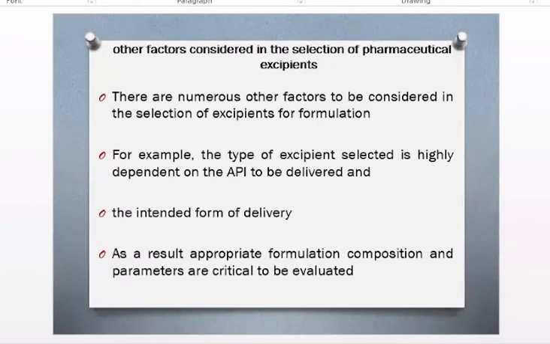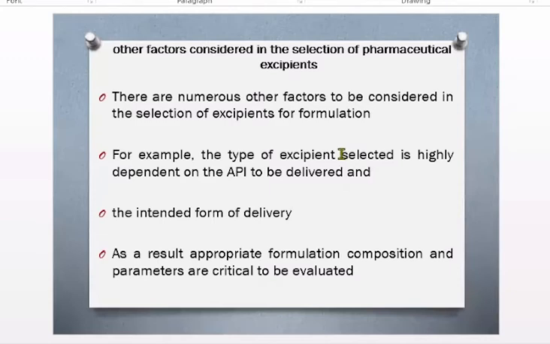There are other factors that you can consider in selection of pharmaceutical excipients. Those are classic factors which we just talked about, basic guidelines that have been put in place. But there are other numerous factors which you have to consider. For example, the type of excipient selected is highly dependent on the API to be delivered. So you must have a look at the active pharmaceutical ingredient itself and see what are the suitable excipients.